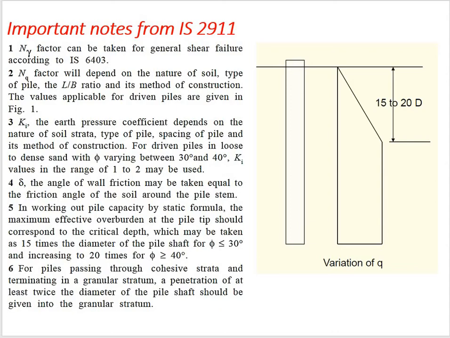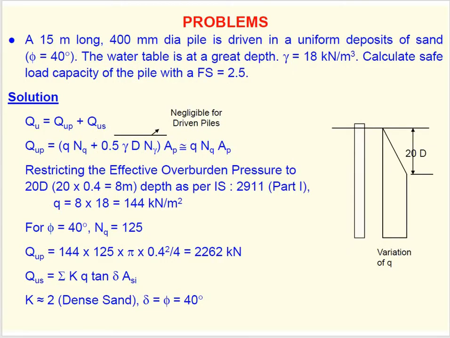So now let us discuss a problem of a pile in a cohesionless soil deposit. So here is the question. A 15 meter long, 400 mm dia pile is driven in a uniform deposit of sand, and the phi value of the sand is 40 degree. The water table is at a great depth. That means the pile is not affected by the water table.